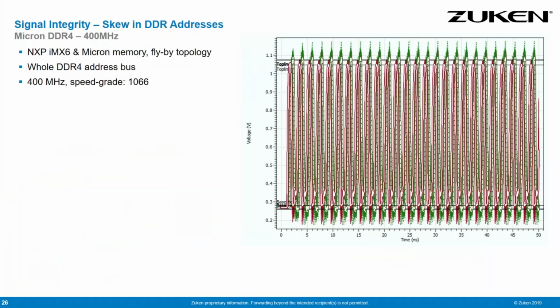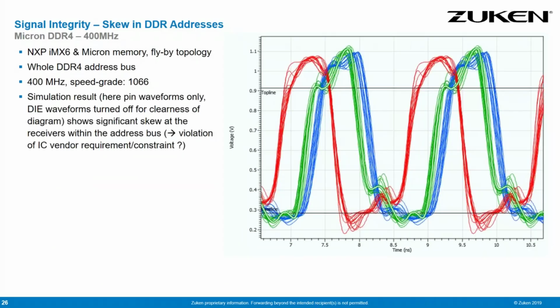Here we see the result of a whole DDR4 address bus, two DDR memory devices, flyby technology, 400 megahertz, speed grade 1066. In such an analysis, here we zoom into that area, and what we see is the behavior of the driver in red, and we have the two memories, that's flyby. So the memories see the signal with a slight delay. And as well within the address bus, we have a delay, a skew between the 16 bits of this address bus. Is this violating the IC vendor rules?